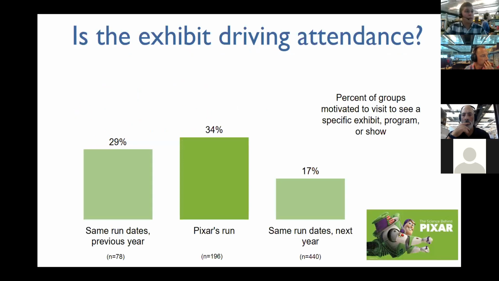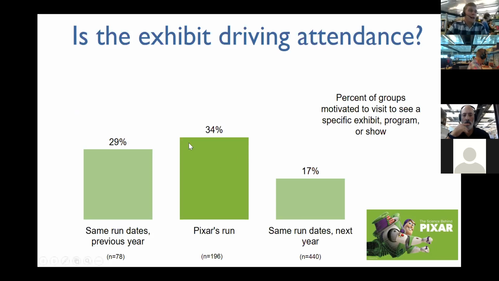So this is a slightly different comparison. We're looking at the Science Behind Pixar, and this is the overall percentage of groups who said they were motivated, at least in part, to see a specific exhibit, program, or show. So this is at one institution that had Pixar and was in COVES, and the comparison we can look at here is the previous year. So Pixar, say it was there during the summer. I don't actually remember what the date was. So then the bar on the left would be the previous summer, and the bar on the right would be the summer afterward, where maybe there was another temporary exhibit or maybe there wasn't.